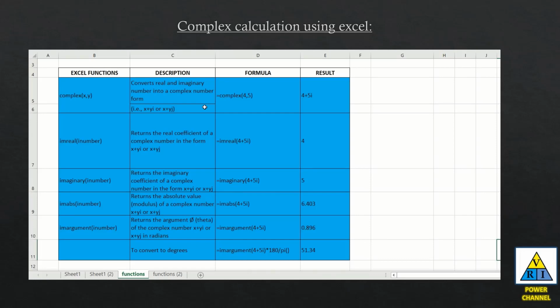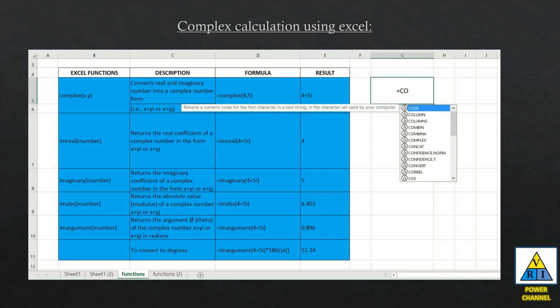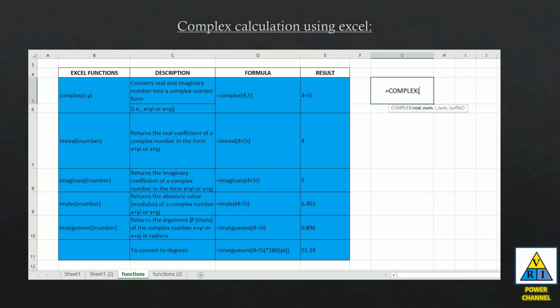Next, I am going to show you some Excel functions that we can use in complex calculations in Excel. So first, we are going to use the COMPLEX function, with x and y, which converts the real and imaginary numbers into a complex number in the form x plus yi or x plus yj. So here is a formula that will yield the result. We have an example. We type in COMPLEX of 4 and 5. That will yield 4 plus 5i.